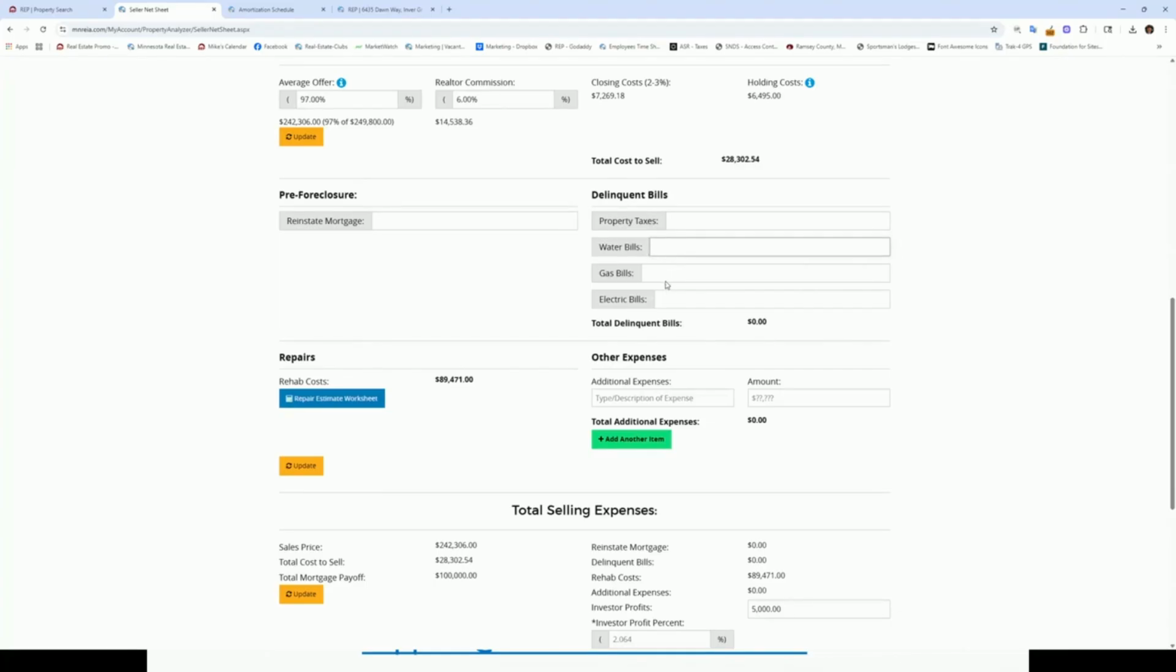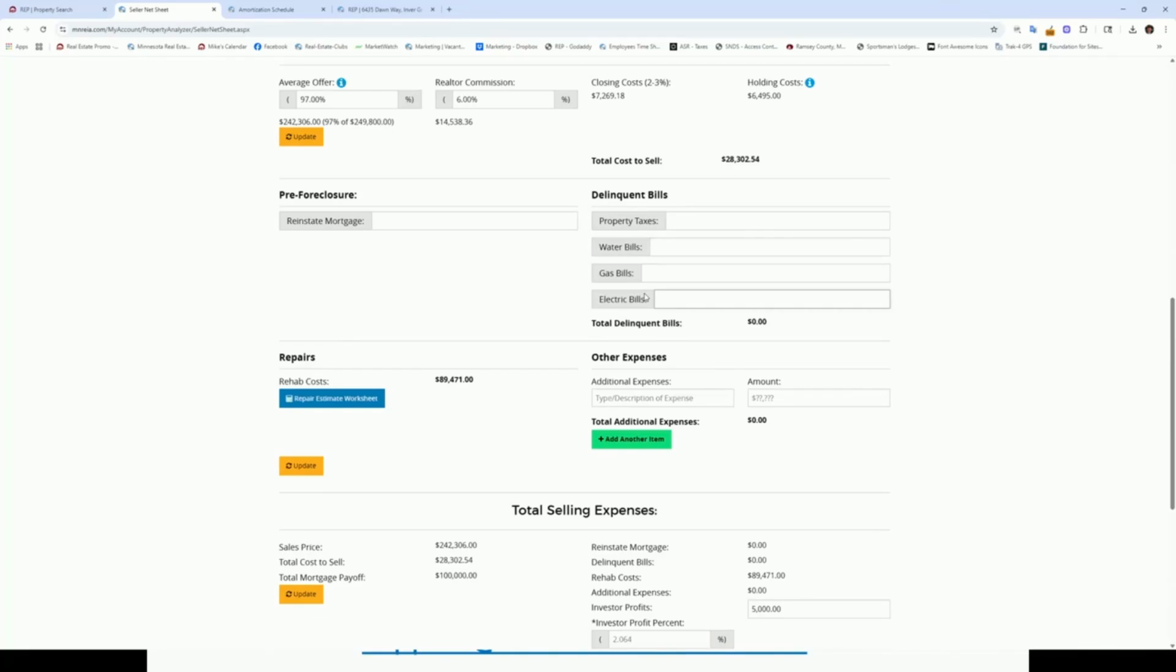But your gas and electric bills, those follow you, Mr. and Mrs. Seller. We could get by without me having to pay them, but they follow you, and you're not going to be able to go to your next place and turn on utilities until you've paid off those utility bills. And I'll go ahead and just cover that and take care of that for you so you've got a clean slate.